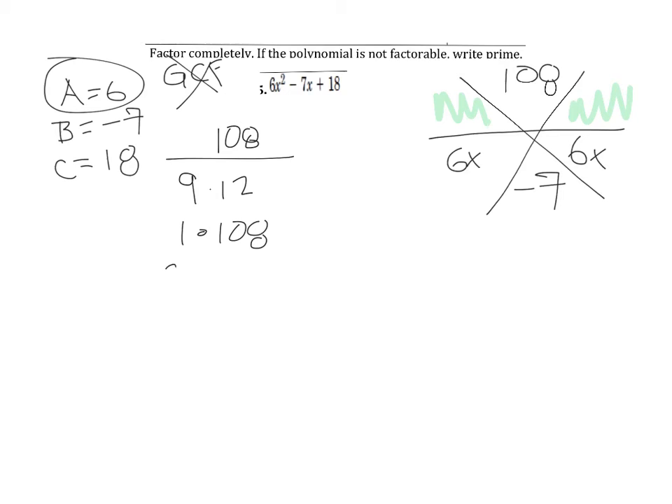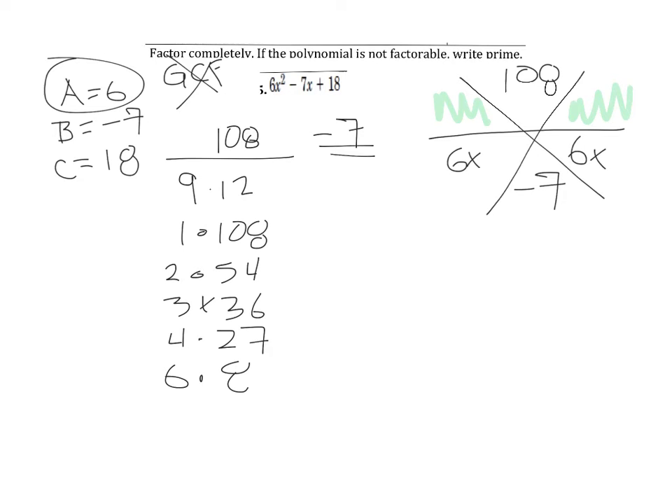How about 2 times 54? 3 times 36? 4 times 27? And 6 times 8. Now remember, we're looking for factors, which are two numbers multiplied together to give me 108, but when I add them together, give me a negative 7.